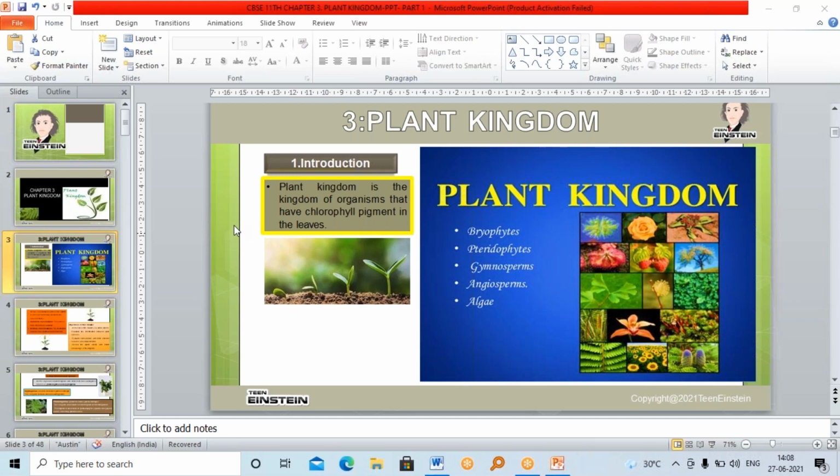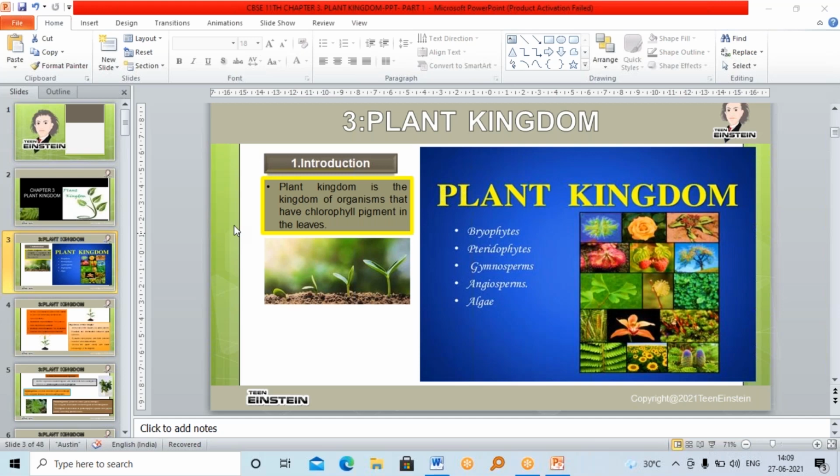Another important character: plants have a cell wall. They have a rigid cell wall made up of cellulose. And they have reserve food material. In which form do plants reserve food material? Mainly they reserve the food material in the form of starch. In some cases, fat is another form of reserve food material, but only in a few cases. Mainly the reserve food material is starch.